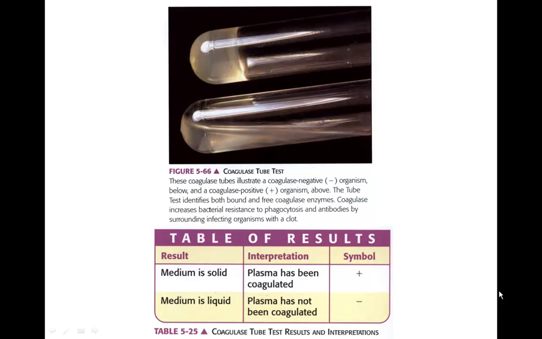The upper tube is a positive coagulase tube test. You can see coagulated, or clotted, plasma which is not moving upward on tilting the tube, while the lower tube is showing us that the fluid, or plasma, is moving upwards. That means it has not clotted, so it is a negative tube test.